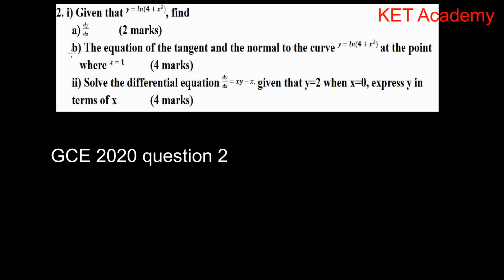In this video we're going to be answering GCE 2020 question 2 with mechanics. So the question reads, given that y equals ln(4 plus x squared), find the derivative with respect to x, that is dy/dx, 2 marks. B, the equation of the tangent and the normal to the curve y equals ln(4 plus x squared) at the point where x is equal to 1.